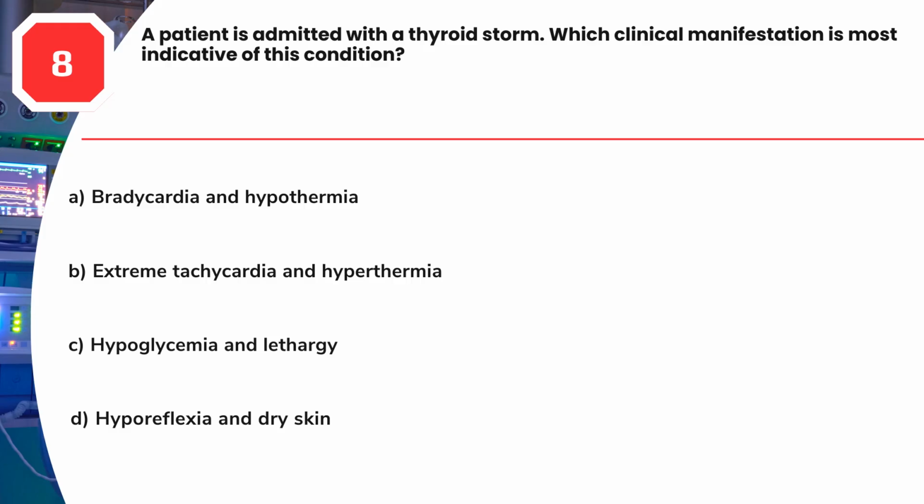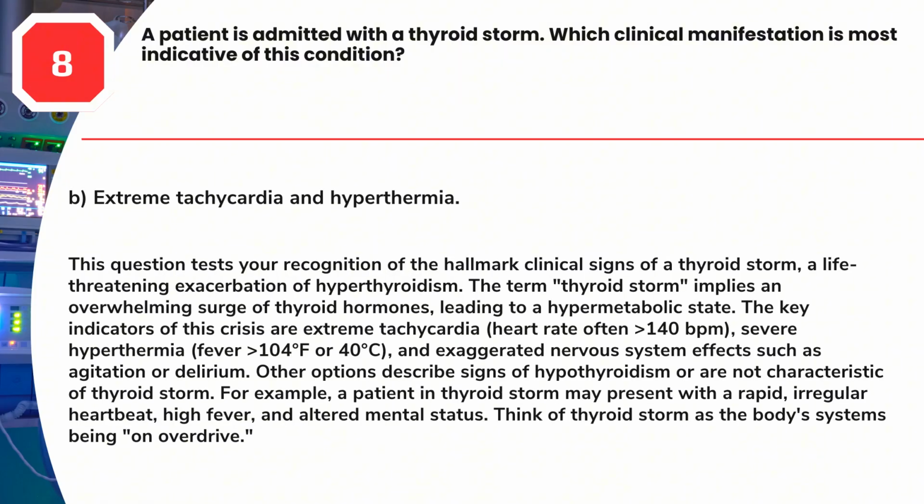Question 8. A patient is admitted with a thyroid storm. Which clinical manifestation is most indicative of this condition? A. Bradycardia and hypothermia. B. Extreme tachycardia and hyperthermia. C. Hypoglycemia and lethargy. D. Hyporeflexia and dry skin. Answer B. Extreme tachycardia and hyperthermia.